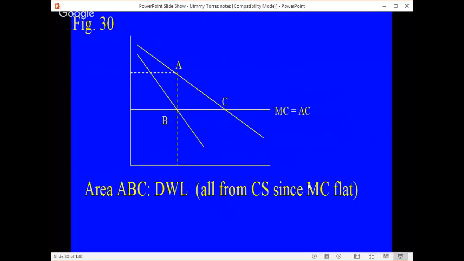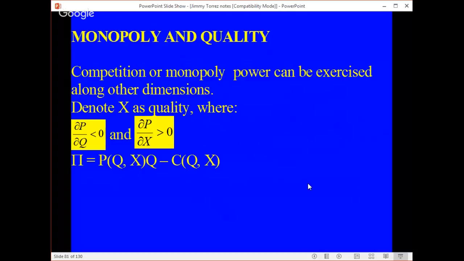So that triangle, I drew a flat marginal cost curve here to see it. This triangle right here is deadweight loss, and this rectangle here is that transfer from consumer surplus to producer surplus. Okay. Questions?